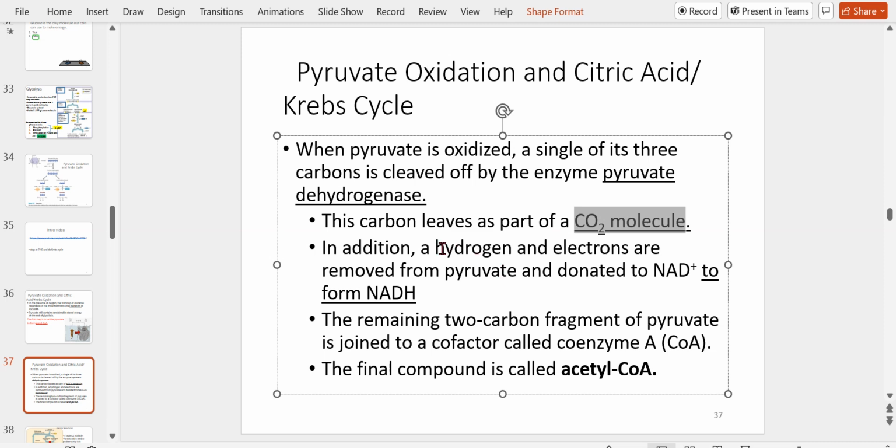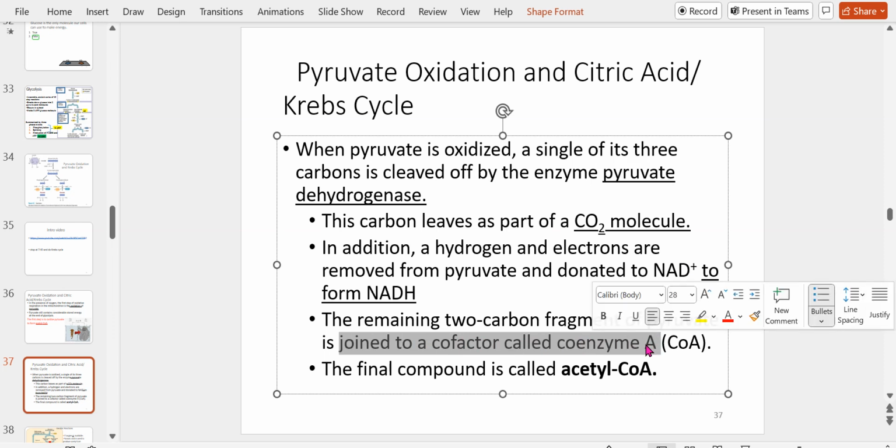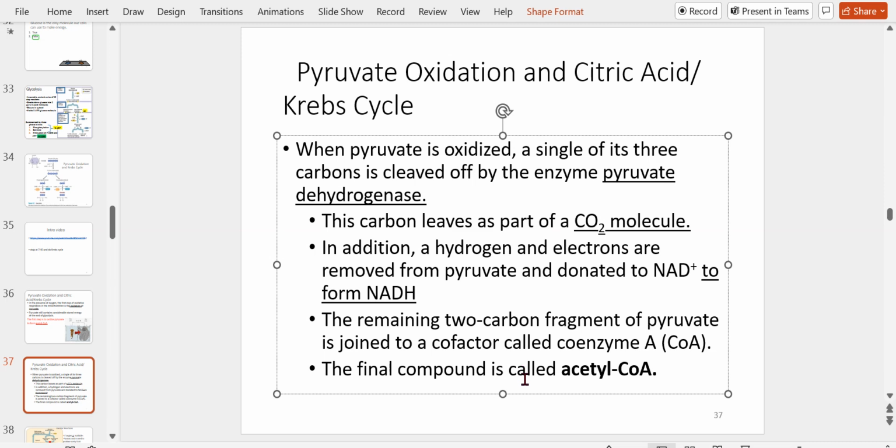In addition, a hydrogen and electrons are removed from pyruvate and donated to a NAD molecule to form NADH. The remaining 2-carbon fragment left over from the 3-carbon pyruvate is joined to a cofactor called coenzyme A. The final compound is called acetyl-CoA, acetyl-coenzyme A.